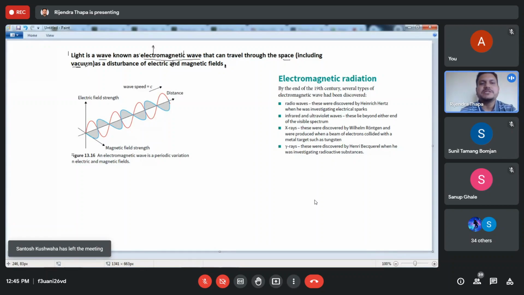Sound waves require a medium, but this electromagnetic wave, that is light, doesn't require any medium. It can travel even in a vacuum because there is continuous interchange between the electric and magnetic fields. Here, there is a disturbance of the electric and magnetic field. When there is a disturbance in the electric field and the magnetic field, this disturbance itself is known as a wave, and this wave is an electromagnetic wave, which is known as light, and this light can travel through space.